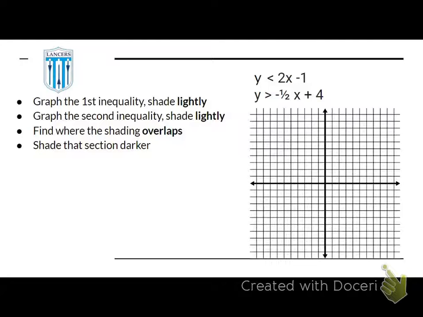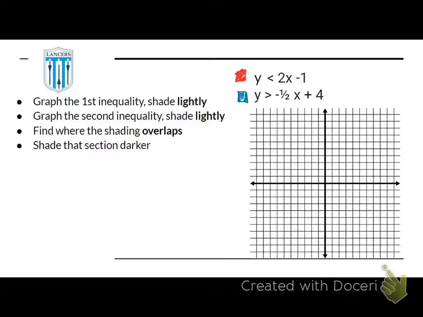So let's walk through these steps one at a time. First, we're going to graph the top inequality. I'll graph the top one in red and the bottom one in blue, just so that we can tell them apart. If you don't have two colors, you don't need two colors. It's fine. I just think it's easier to see on the board if we do it that way.